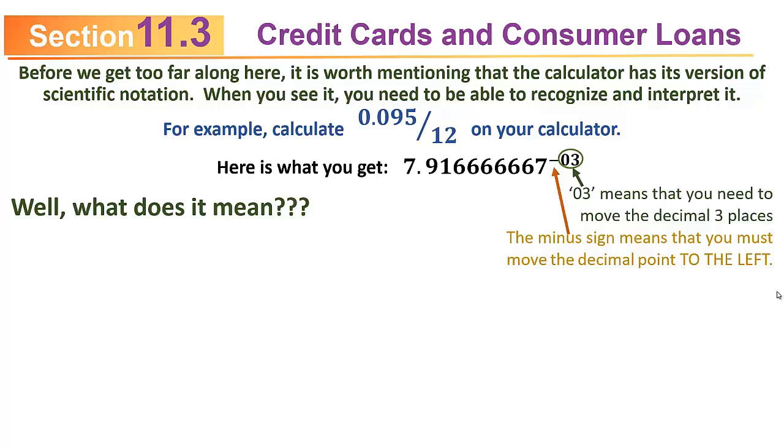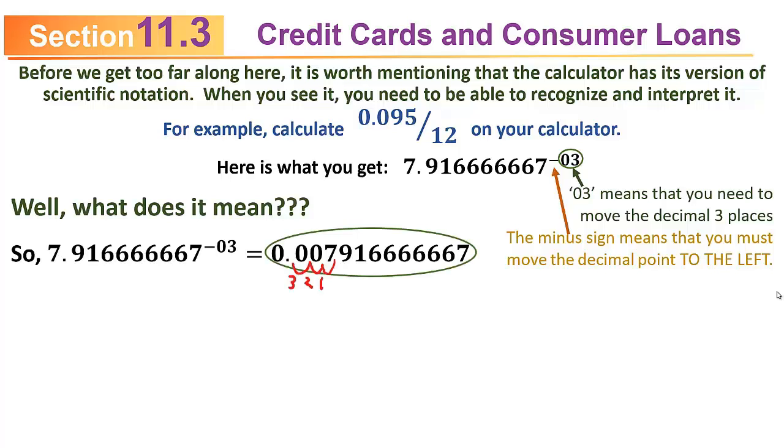So that means here that you've got to take the decimal place in 7.916666667 and move it 3 places to the left. 3 because of the 0.3, to the left because of the negative sign. So you move the decimal over 3 places, and you get 0.0079166666667. So that's how you deal with the calculator's version of scientific notation.